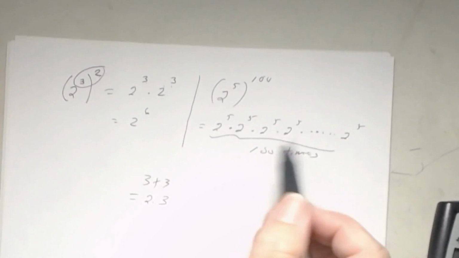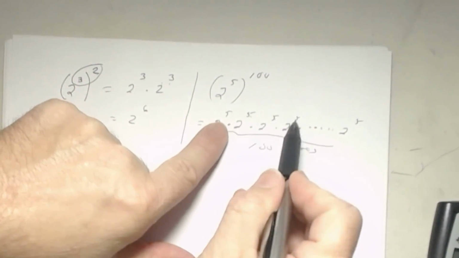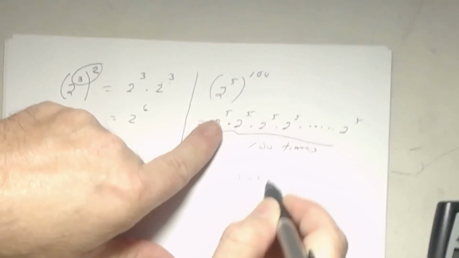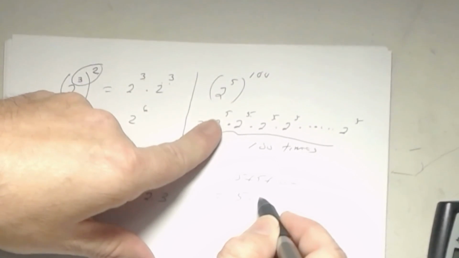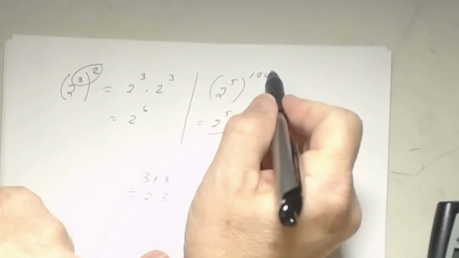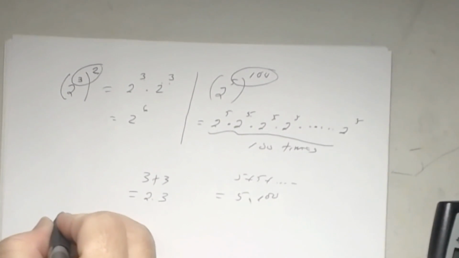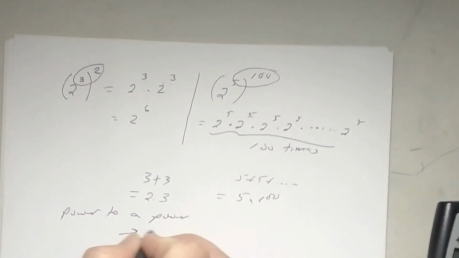Same thing here then. 5 plus 5 plus 5 plus 5, how many 5s are there? 100. So you're saying 5 plus 5, 100 times. Well, that's the same thing as saying 5 times what? 100. Well, isn't that what this is right here? So when you have a power raised to a power, what do you do with those exponents? You multiply them. So a power to a power, you're going to multiply.